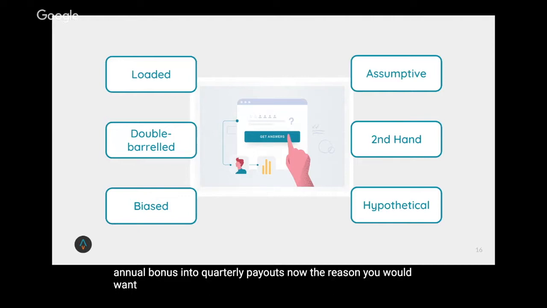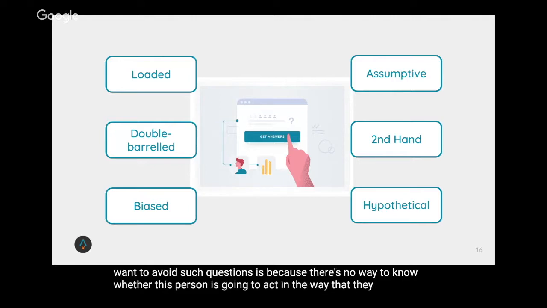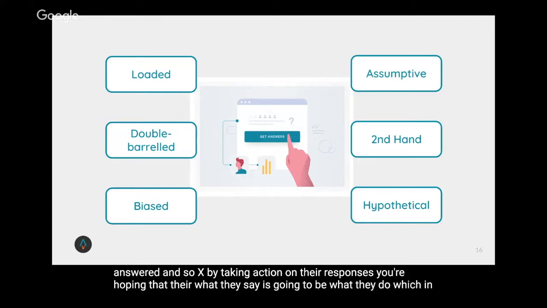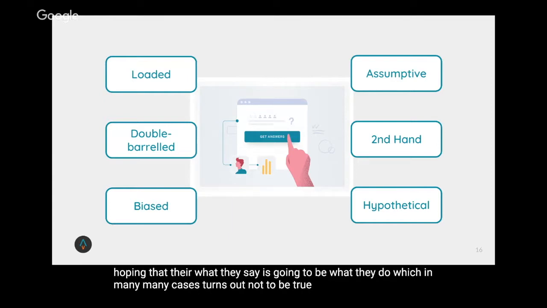Now, the reason you would want to avoid such questions is because there's no way to know whether this person is going to act in the way that they have answered. And so by taking action on their responses, you're hoping that what they say is going to be what they do, which in many, many cases turns out not to be true.